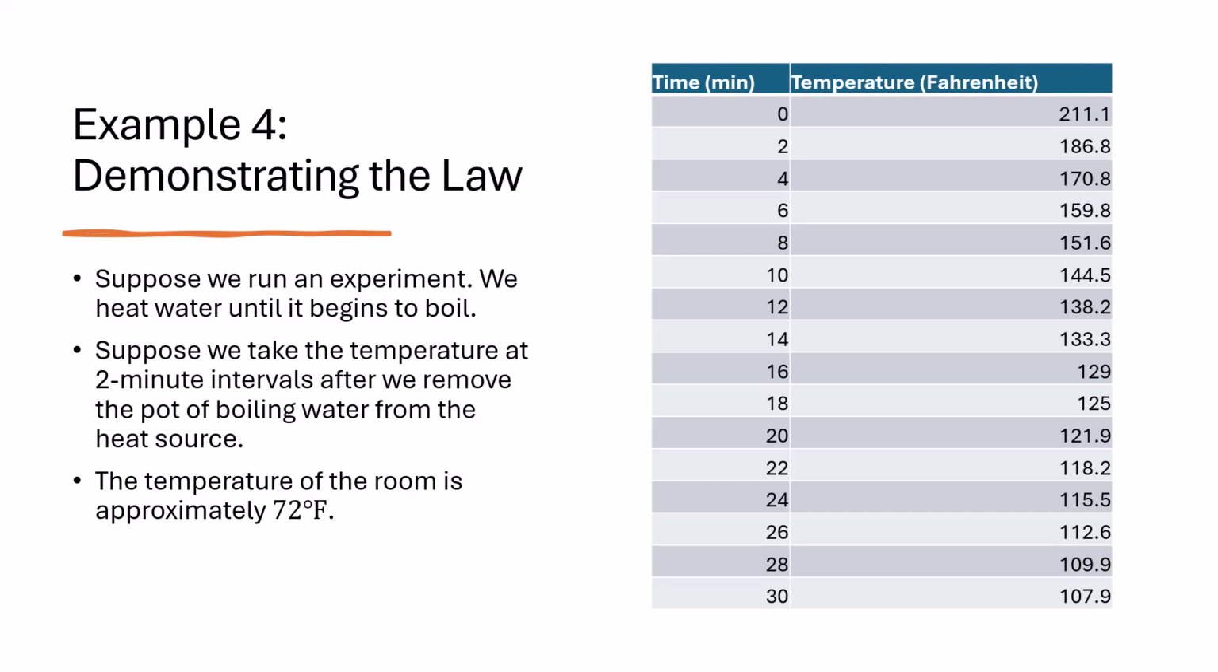Our last example demonstrates the law itself. We're going to run an experiment. We heat water until it begins to boil. I did this on my stove, and I took the temperature at 2-minute intervals after we removed the pot from the heat source. We take it off the burner and just let it cool naturally in the room. The room temperature is approximately 72 degrees. Here is the data that I collected with a digital thermometer.